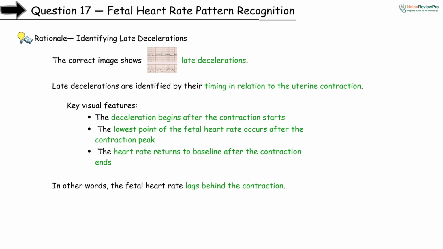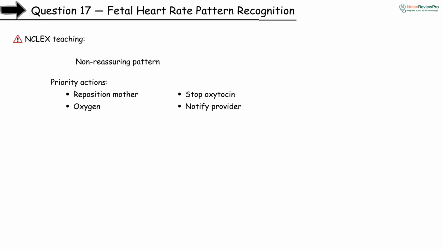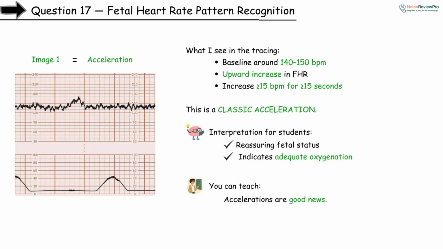Cause: uteroplacental insufficiency. NCLEX teaching: non-reassuring pattern. Priority actions: reposition mother, oxygen, stop oxytocin, notify provider. Now, let's quickly walk through the other images so you can clearly differentiate them. Image 1 shows an acceleration.